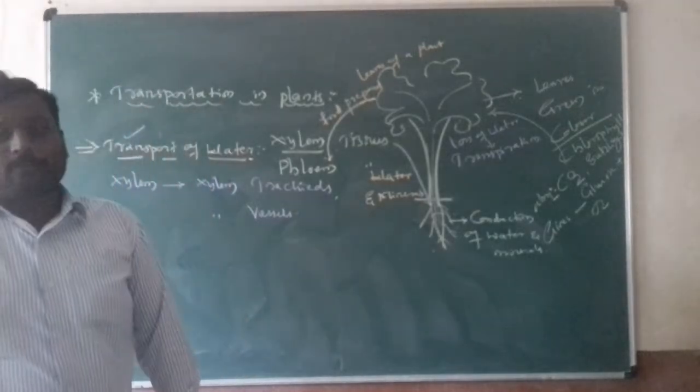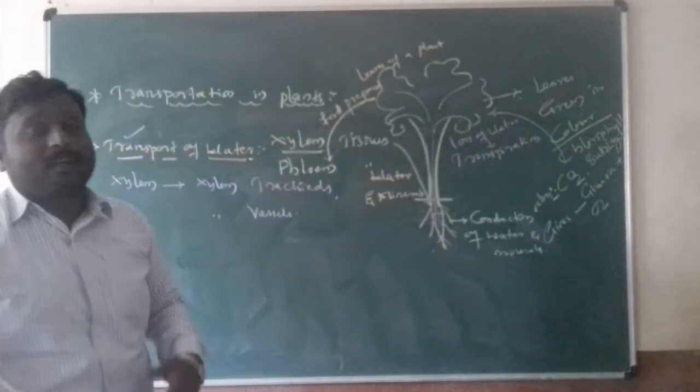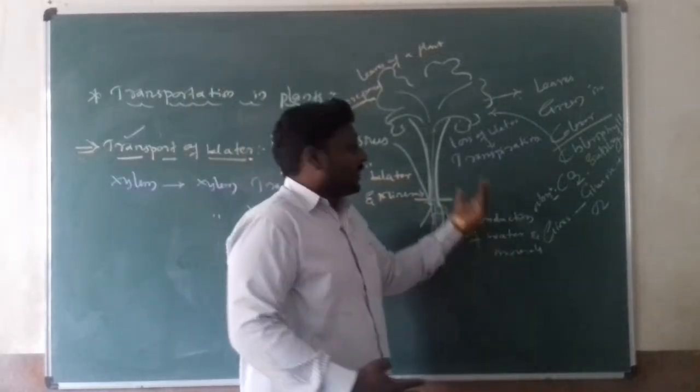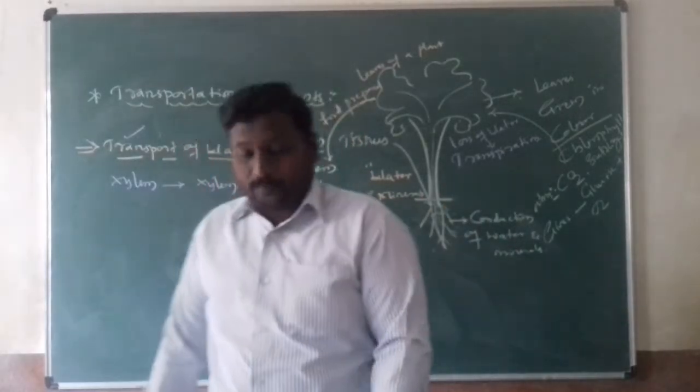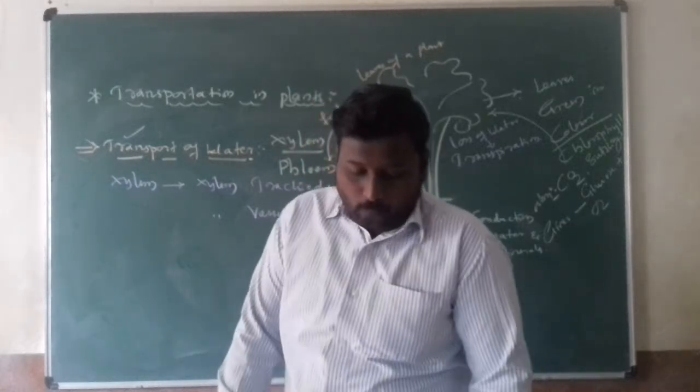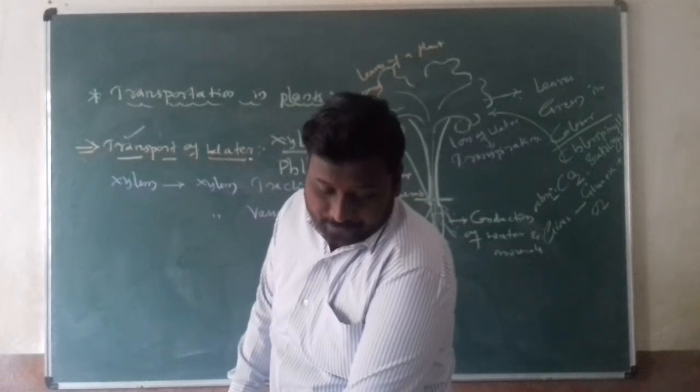Absorption processes take place as well as storage processes, and afterwards the excess of water is lost from a plant, that is transpiration. This type of process takes place in a plant body. Yes, my dear students, now let us see what transpiration is.